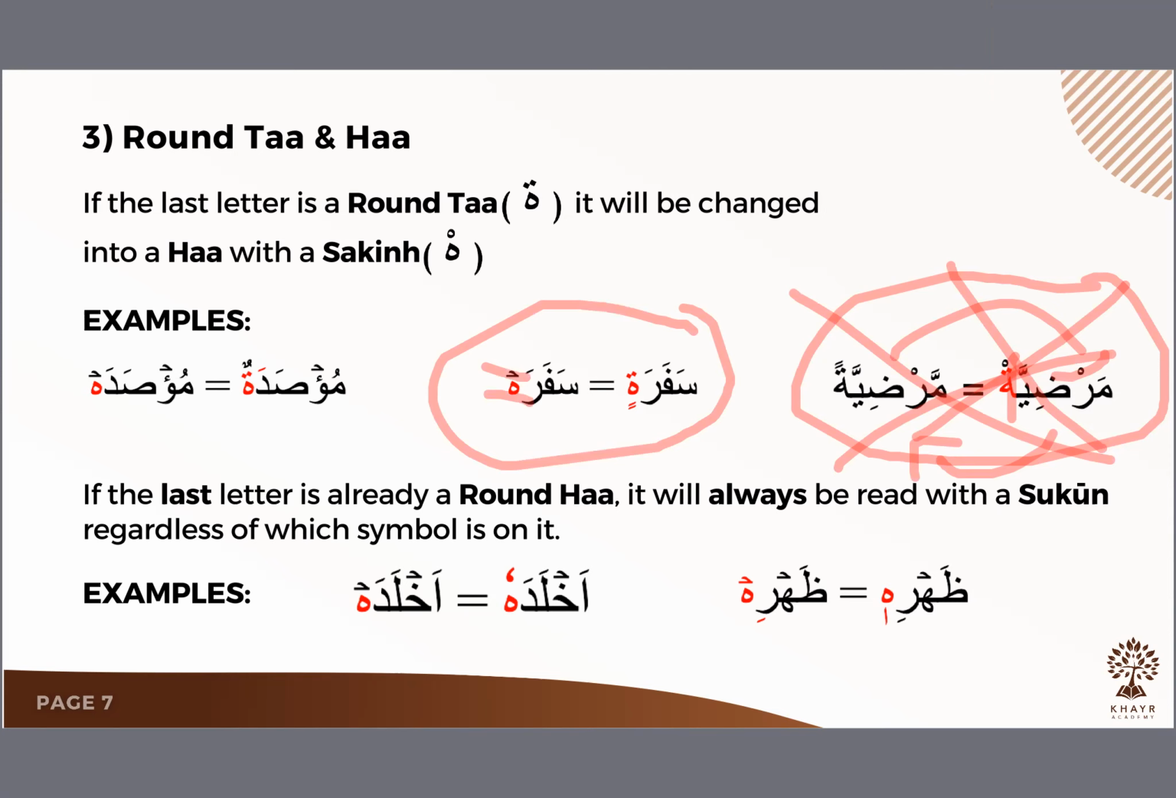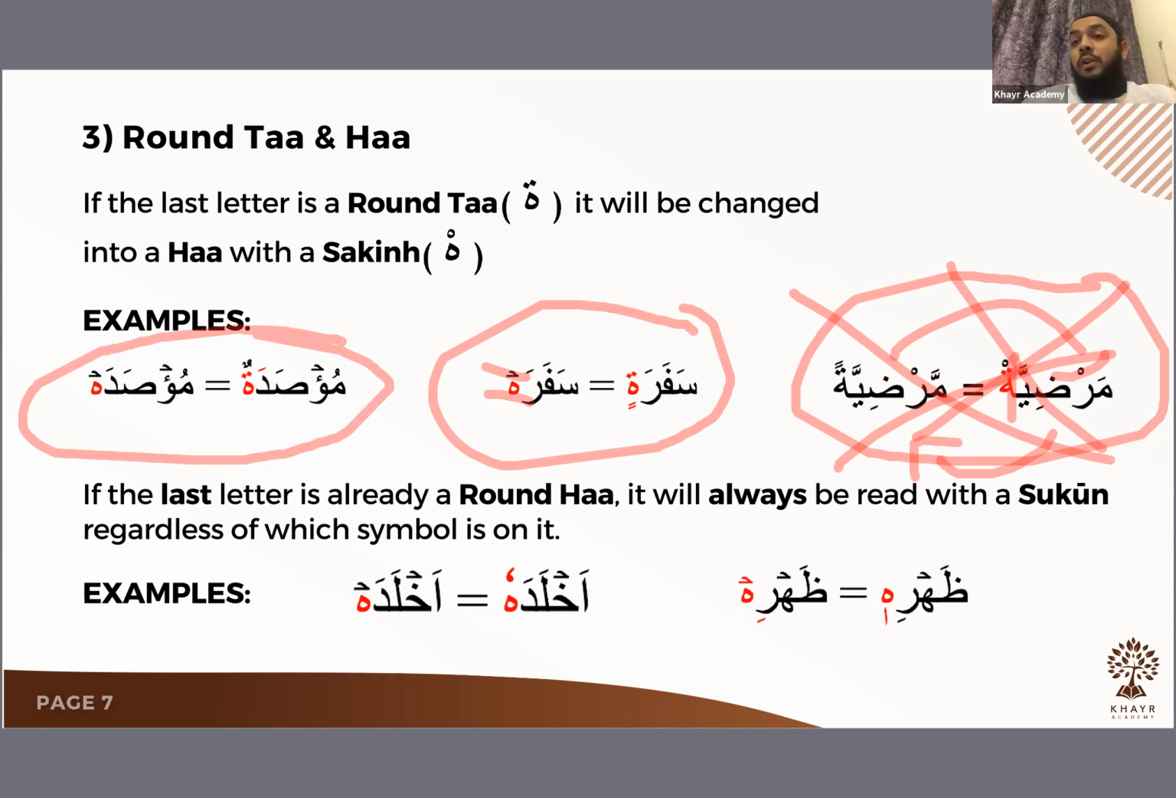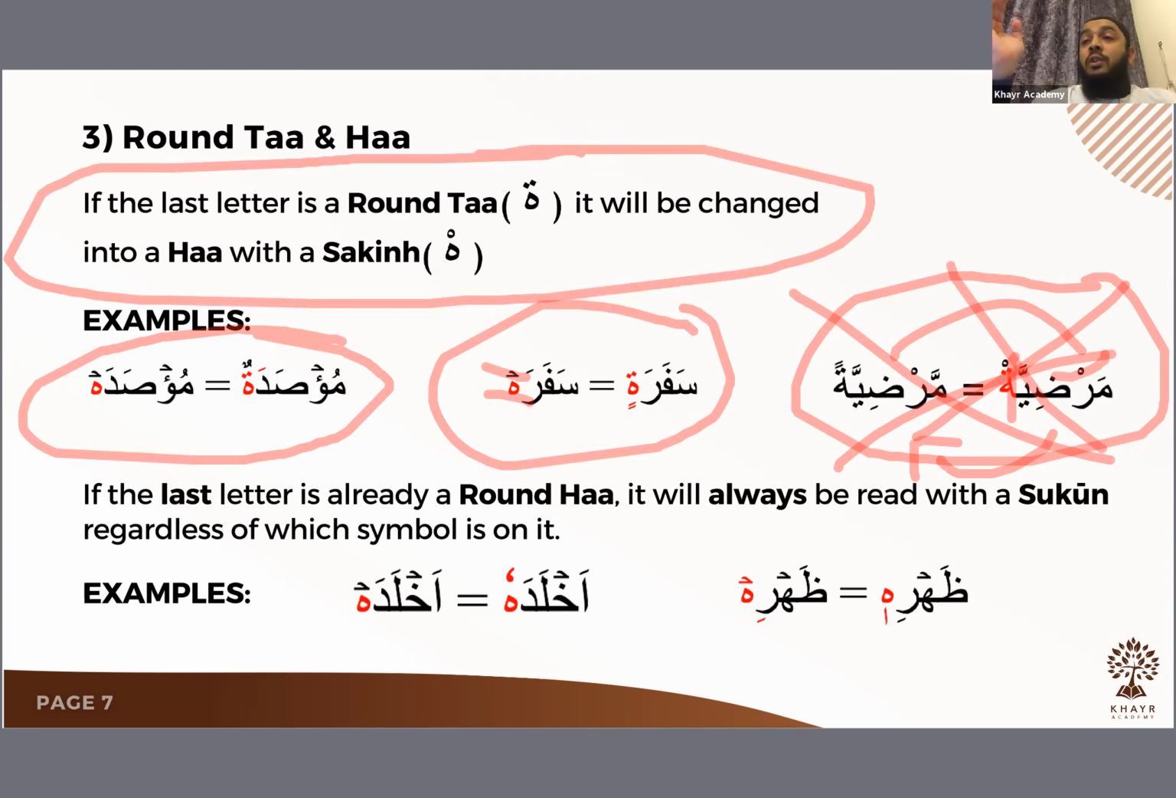Is that clear? I was going to ask, does it matter what it has? It still becomes a ha, regardless of what it's got. If it's a round ta, this is the golden rule of round ta. If you are going to carry on, there's no question, you carry on. If you're going to stop, there's two things you have to do. Number one, you make it into a ha, and number two, you make it sakin. Regardless of one fatha, one kasra, one dhamma, two fatha, two kasra, two dhamma, it doesn't care.